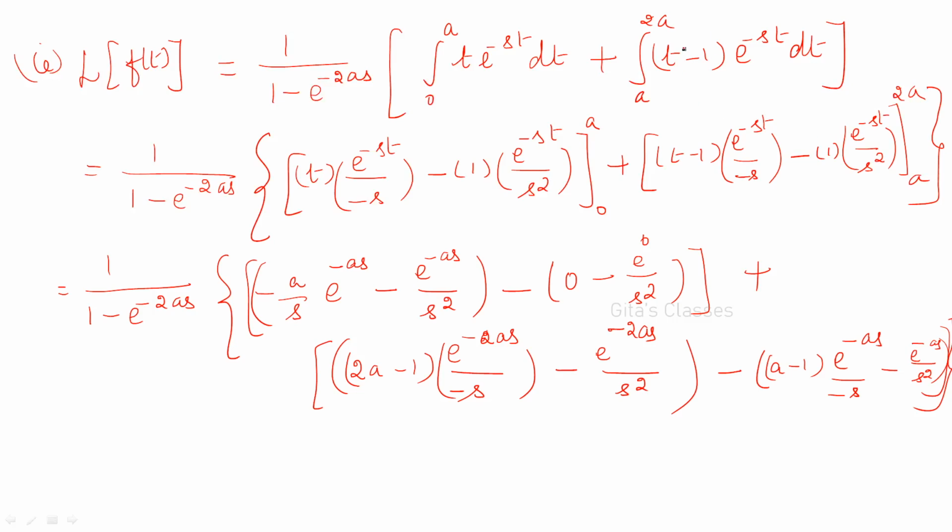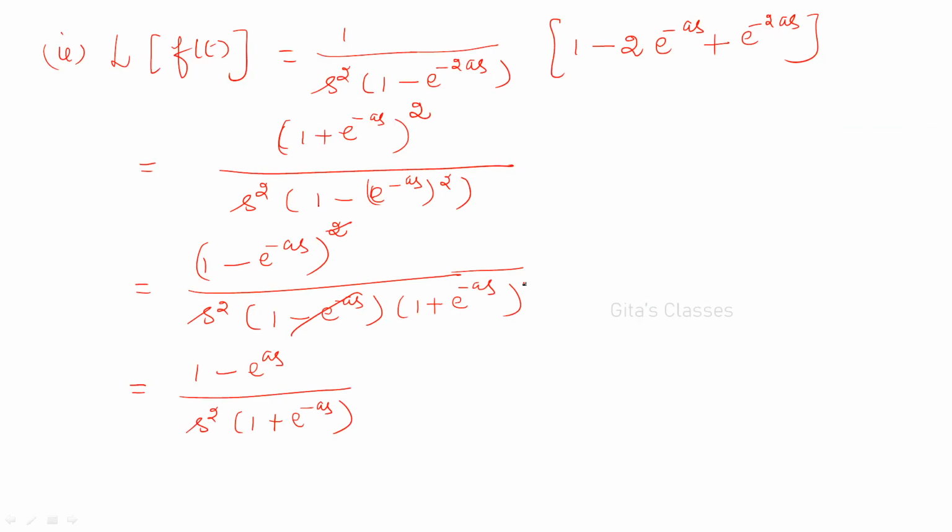Against the second function, in the place of t we have t minus 1. So t minus 1 into, and differentiating this, 1 into e power minus st by s squared. And substituting the limits, upper limit minus lower limit, we will get the function as 1 by s squared into 1 minus e power minus 2as into, all the other terms will get cancelled, and 1 minus 2 into e power minus as plus e power minus 2as.